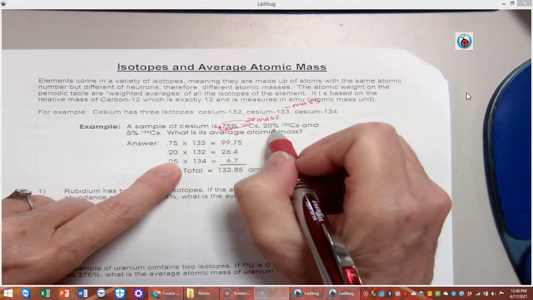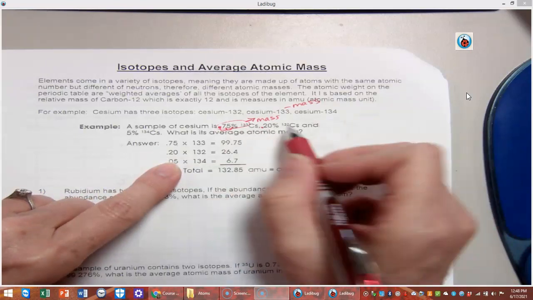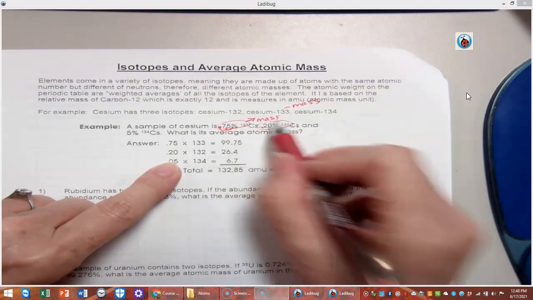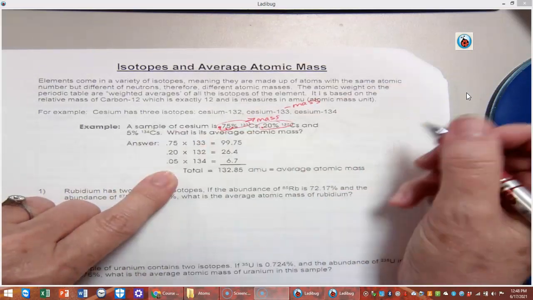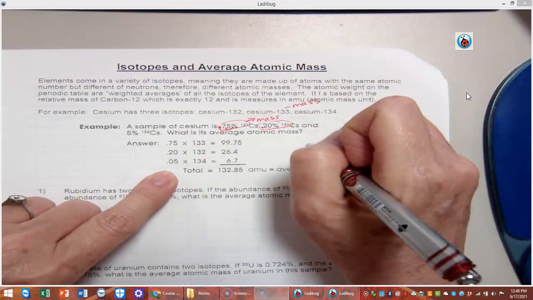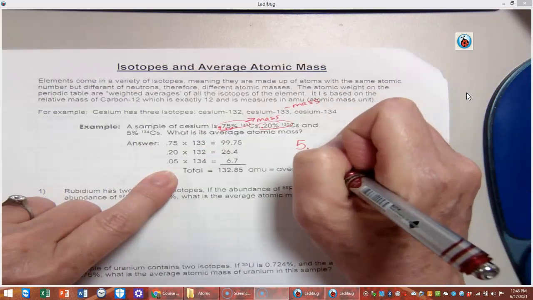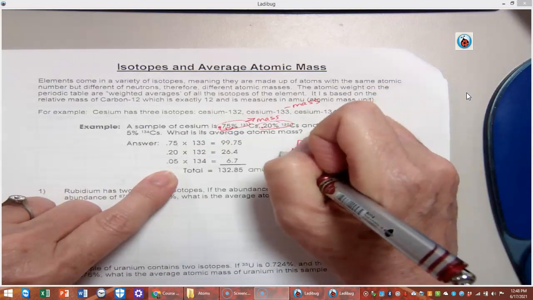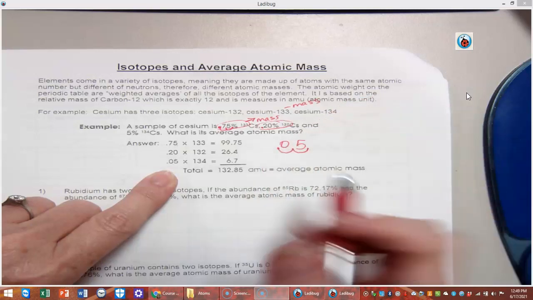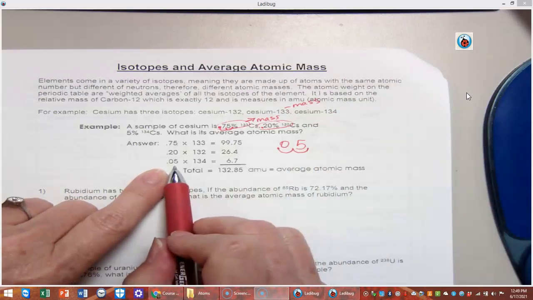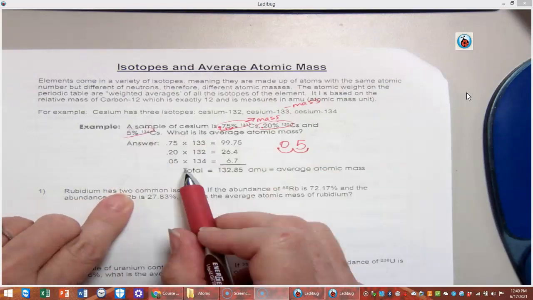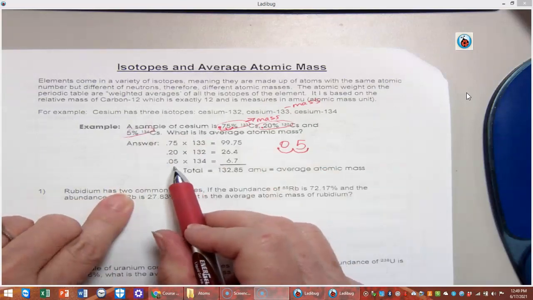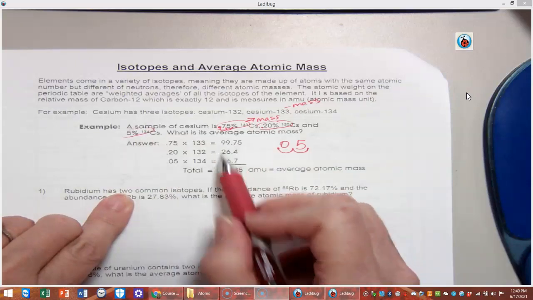Alright, now do the same thing here. I'm going to change this to a decimal and multiply it by the mass number. Now when you've got 5%, let's think about that. You've got 5%, okay? And if I move my decimal 2 places, that's 0.05 times 134. Okay, so make sure you move your decimal 2 places back. Alright, and then I do my math.